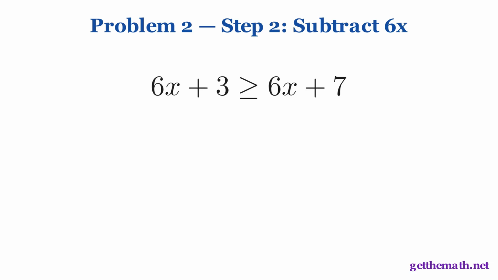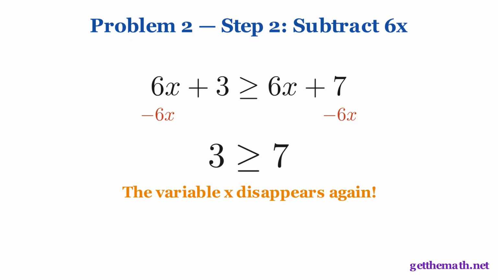Step 2. Subtract 6x from both sides. 6x minus 6x cancels on both sides. We are left with 3 is greater than or equal to 7. The variable x has disappeared again.